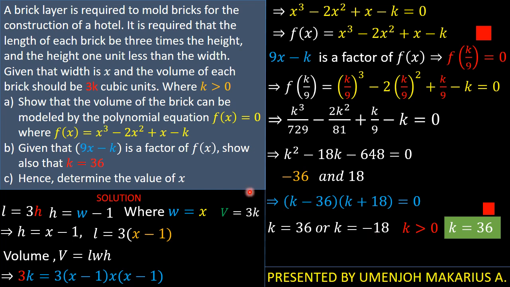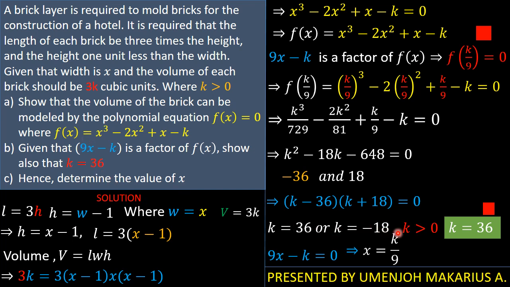So to get the value of x, we come to the point where we're told that 9x minus k is a factor of the polynomial f of x. According to that statement, f of k over 9 has to be equal to 0. You can discover that k over 9 is an x value. In fact, we just take 9x minus k and set it to 0. If we solve for x, we have x equal to k over 9.